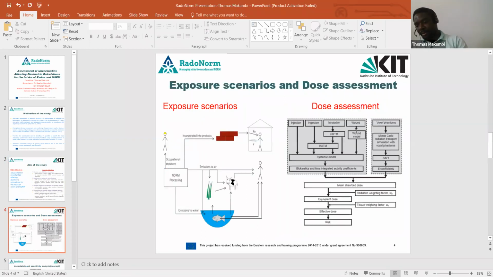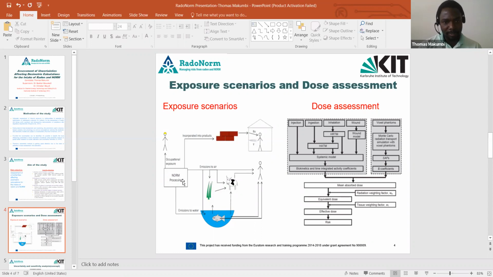So in part of my methodology, like I said in the literature, I'll look at the exposure scenarios. This picture on the left summarizes the typical exposure scenarios for NORM. The exposure can be classified into mainly three categories: occupational exposure for workers working in NORM-involving industries, then exposure to the public, and also medical exposure.